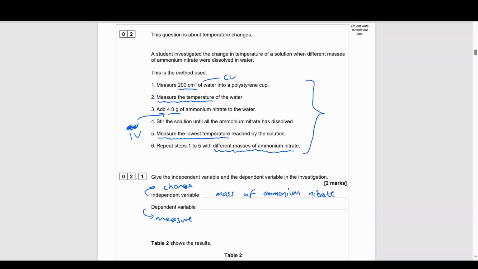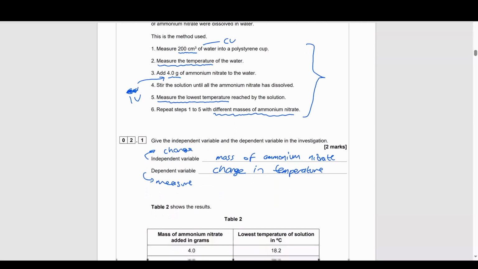But what about our dependent variable? Well, as we said, step 2 and step 5, they're asking us to measure temperatures. But if we measure the temperature at the start and then we measure a temperature at the end, it probably is going to be a change in the temperature. So that could be an acceptable dependent variable. But ultimately what we want to do is measure the lowest temperature. So instead of saying change in temperature, we could actually say the lowest temperature of the solution.